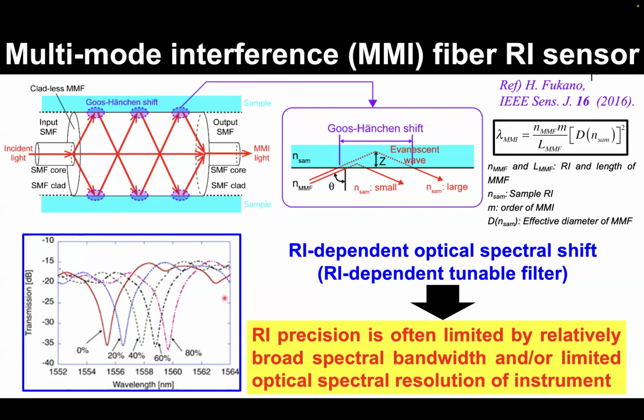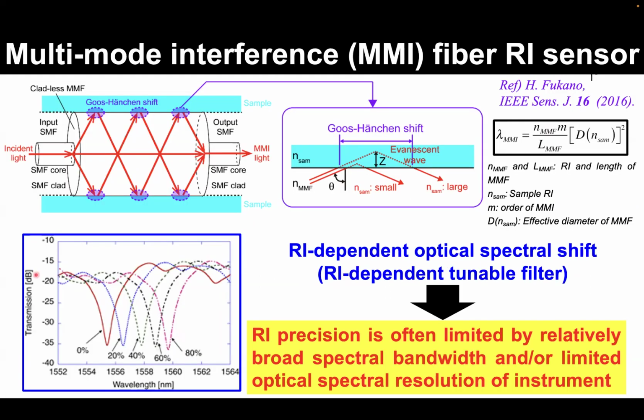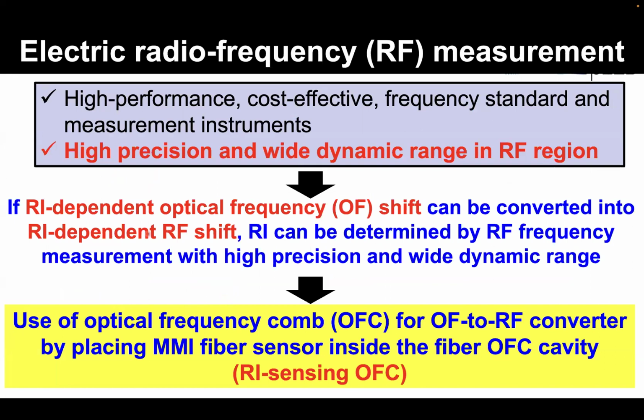One promising approach to further enhance the RI sensing performance is the use of electric radio frequency, or RF, measurement. This is because RF measurement benefits from high-performance, cost-effective frequency standards and measurement instruments, achieving high precision and wide dynamic range in the RF region. If so, such an RI-dependent optical spectral shift can be converted into an RI-dependent RF shift. Refractive index can be determined by RF frequency measurement with high precision and wide dynamic range. To this end, we focus on the use of the optical frequency comb, or OFC, as an optical-to-RF converter by placing the MMI fiber sensor inside the fiber OFC cavity, namely the RI sensing OFC.